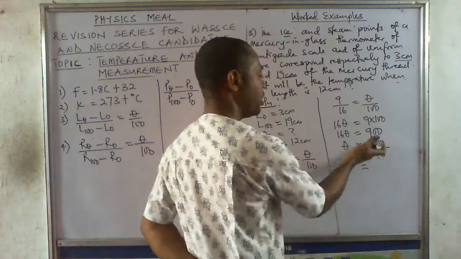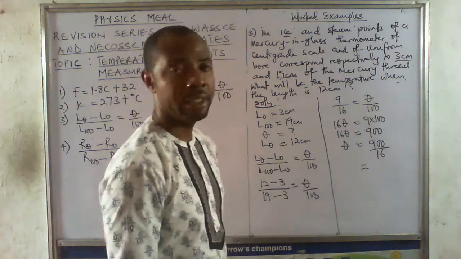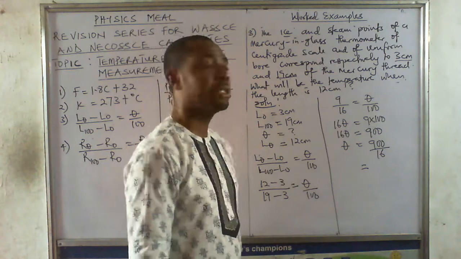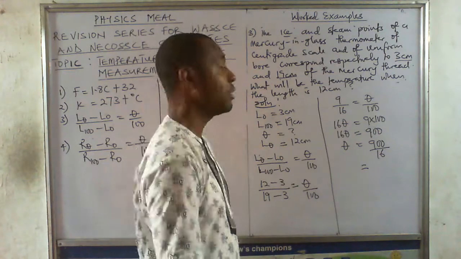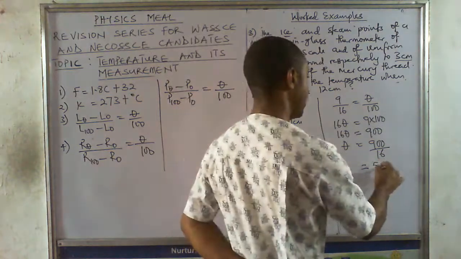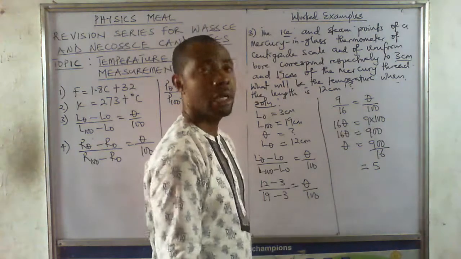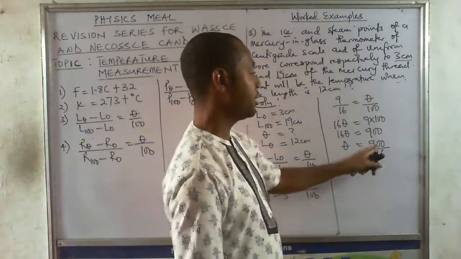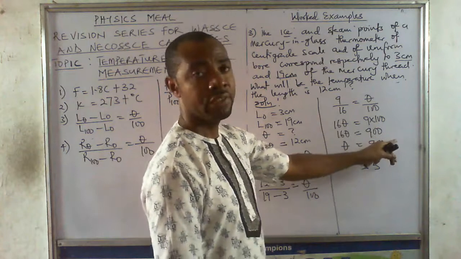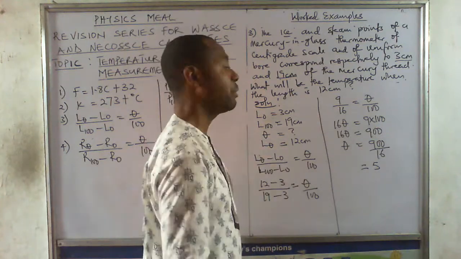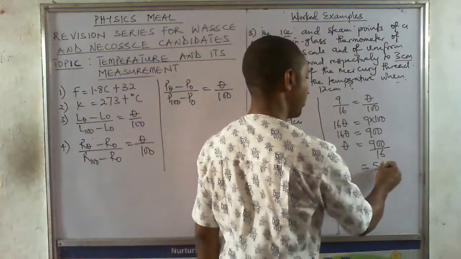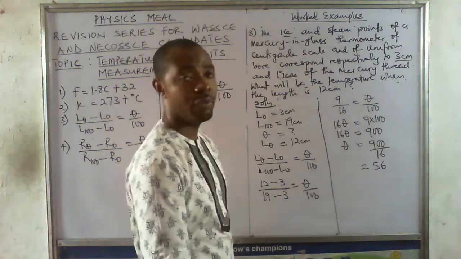So we can now say when 16 divides 90, the closest number that 16 can divide here is actually 80. When 16 divides 80, we are going to have 5. And that will leave us with 10. When 16 divides 100, 6 times 16 is about 96. So when 16 divides 100, we're going to have 6 remaining 4.